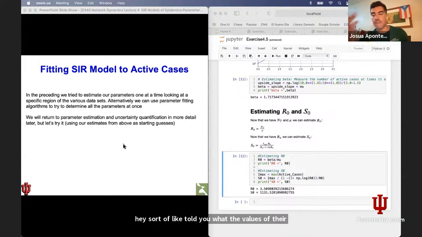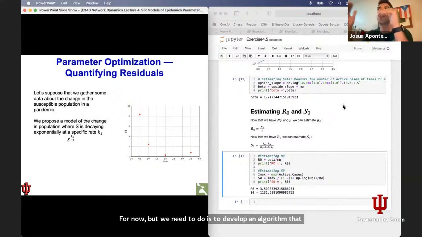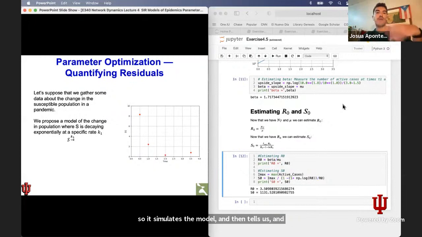There's more complicated stuff that we can do once we have estimated those. We can spend some time thinking about how much confidence we have in those values, but that is something that we will come back to at a later time. For now, what we need to do is develop an algorithm that brings our model closer to the experimental data. So it simulates the model and then produces parameter values that bring the model closer to the data.